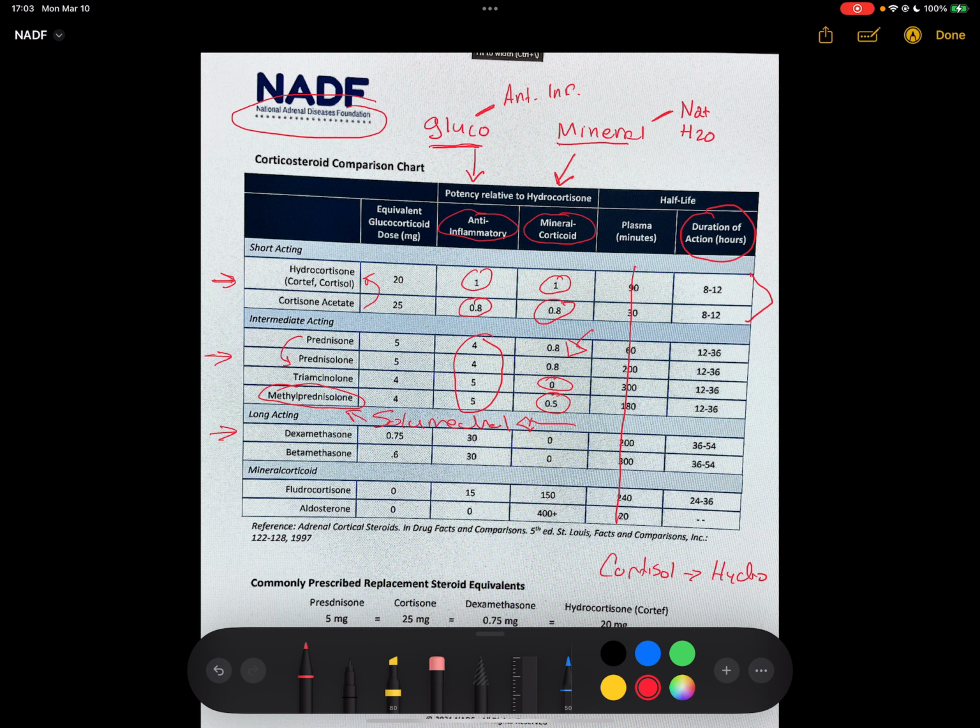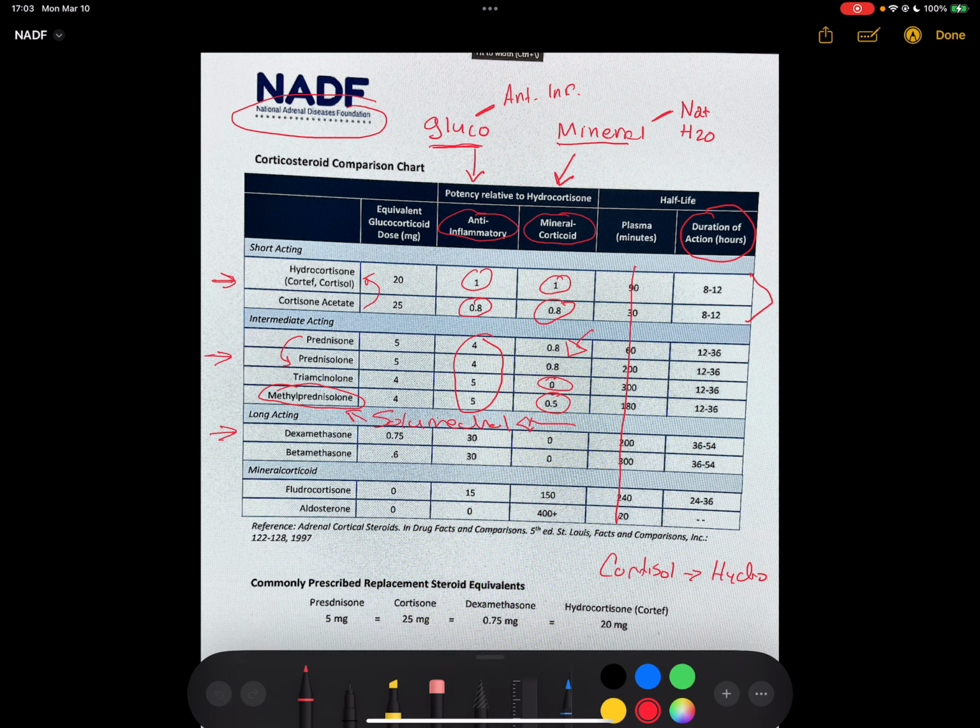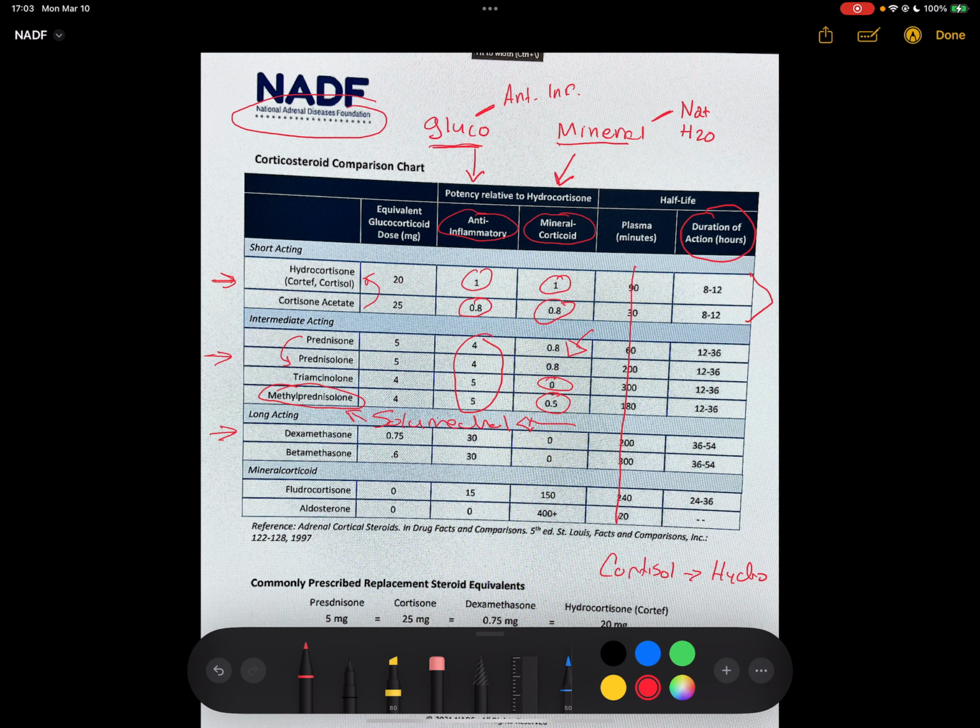However, if we're giving this to someone with asthma, or maybe this is a child with upper respiratory inflammatory pathology, prednisone, prednisolone, or methylprednisolone may be better options, because they have more potent anti-inflammatory or glucocorticoid effects. And we see that in the long-acting agents. The long-acting agents have even more glucocorticoid activity and little to no mineralocorticoid activity.